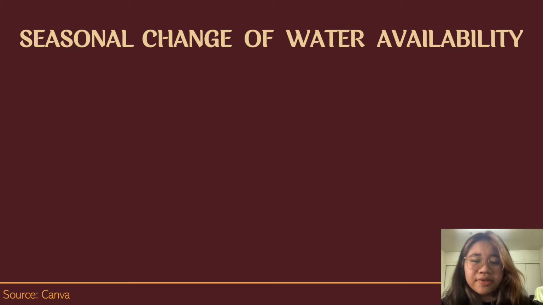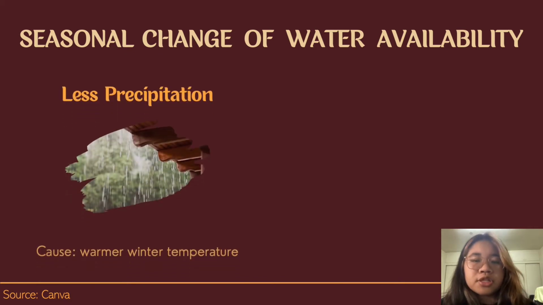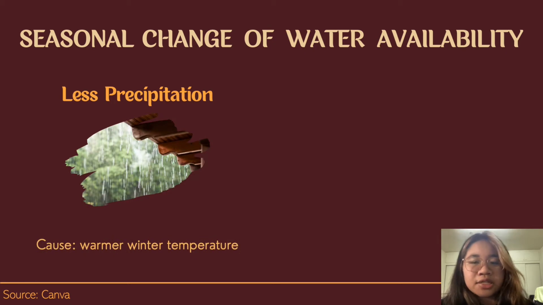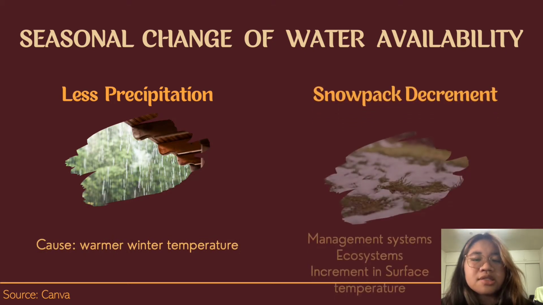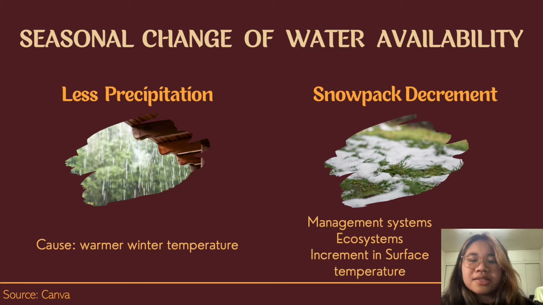The second contributing factor is that climate change will alter the timing of water availability. Warmer winter temperatures are causing less precipitation as snow. Decreased snowpack could be a big problem. This is because many water management systems rely on spring snowpack to melt. Likewise, certain ecosystems also depend on snowmelt for a supply of cold water. Because snow acts as a reflective surface, decreasing snow area also increases surface temperature, further exaggerating droughts.